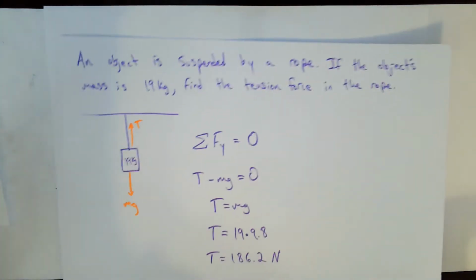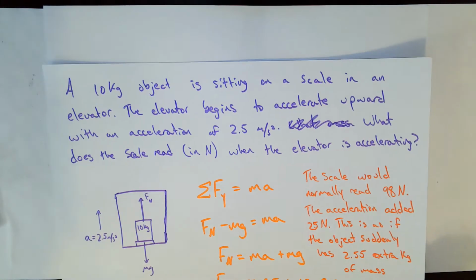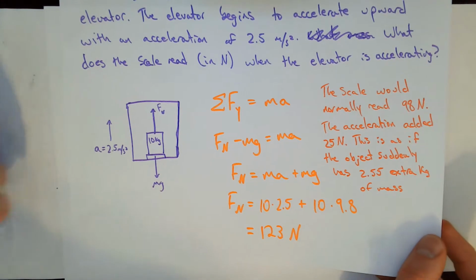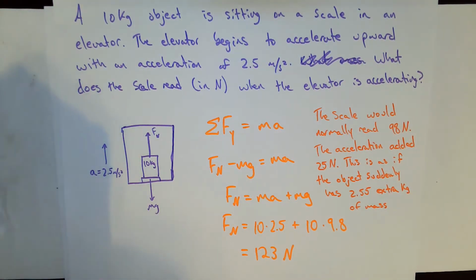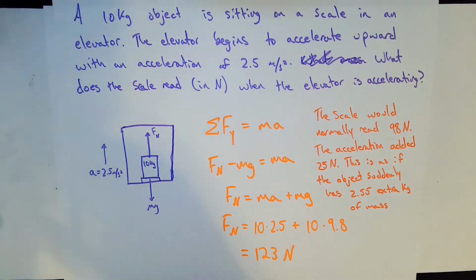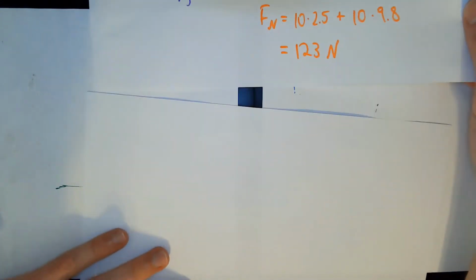Okay, so now let's look at an object similar to this kind of situation, an object suspended by a rope, except this time it's being pulled up with an acceleration. Actually, wait, I forgot. I wanted to do an elevator one. Let's build off of this, and say, what if the elevator is going down with a downward acceleration? So let's just build off of this one.